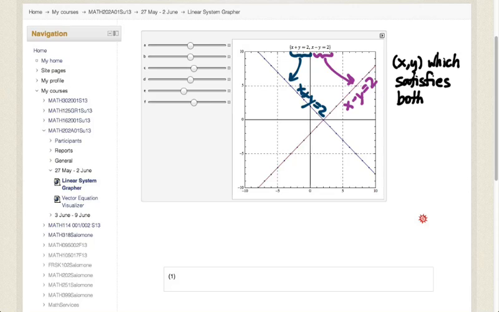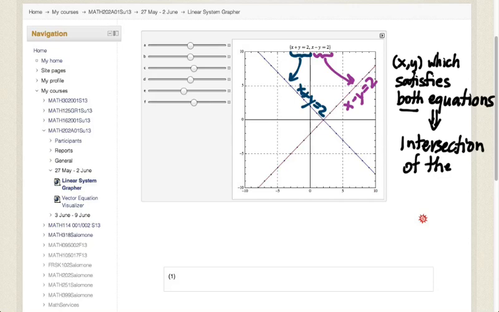on this graph? It would be a point that has to lie on the first line. In other words, x plus y has to equal 2. But it also has to lie on the second line, because x minus y has to equal 2. Therefore, if it has to lie on both equations, it has to lie on both lines, and therefore it must be a point of intersection. Intersection of the two lines. So, in this example, we would find our solution right there.